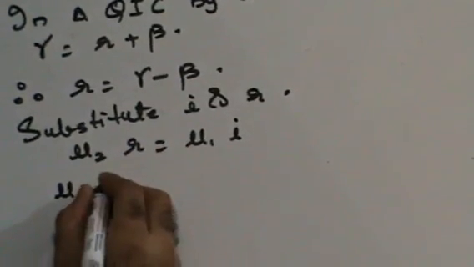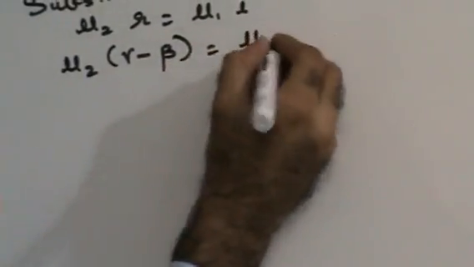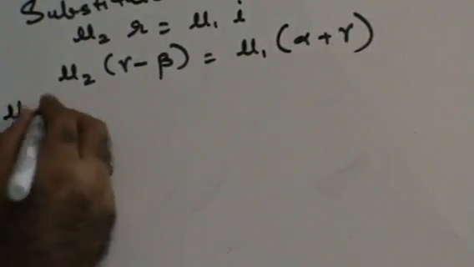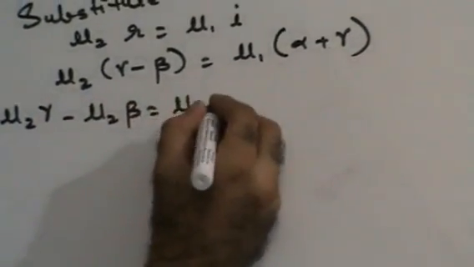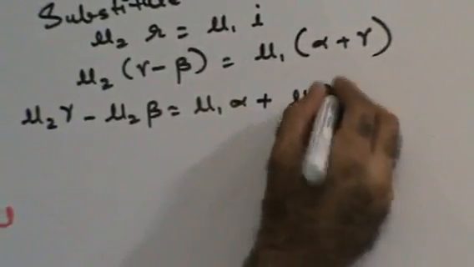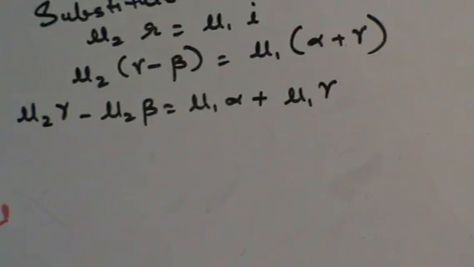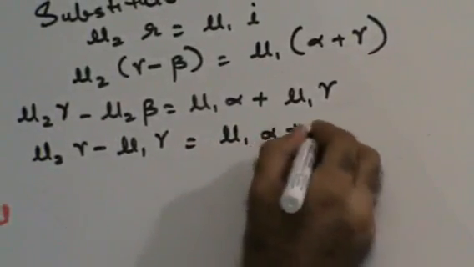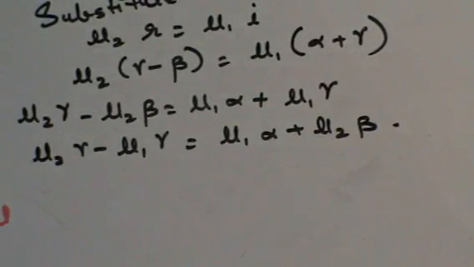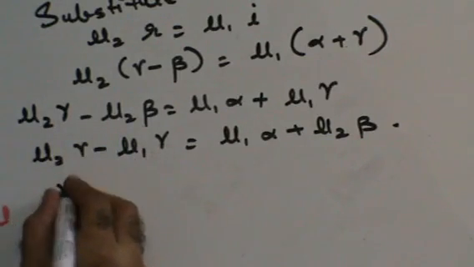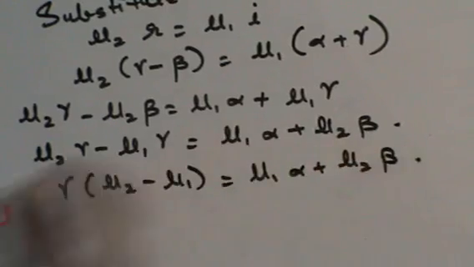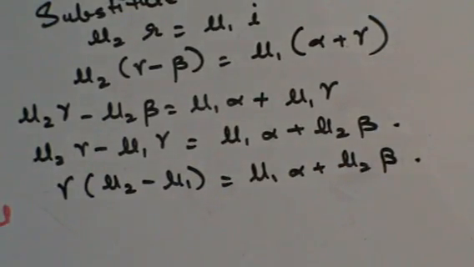So that will become mu2 instead of R, gamma minus beta, is mu1 I, alpha plus gamma, right? Open the brackets and simplify. You will get mu2 gamma minus mu2 beta is mu1 alpha plus mu1 gamma. So mu2 gamma minus mu1 gamma is nothing but mu1 alpha plus mu2 beta. Taking gamma common, mu2 minus mu1 is mu1 alpha plus mu2 beta, right? Let's leave that equation there for the time being.